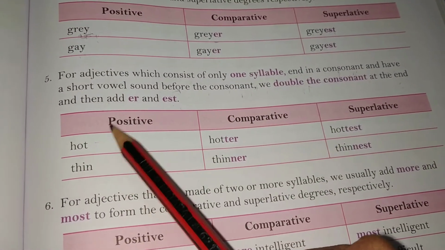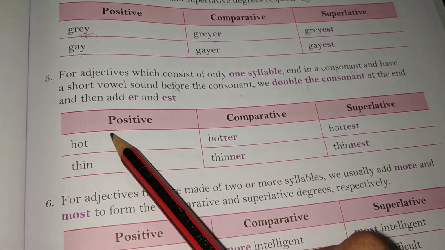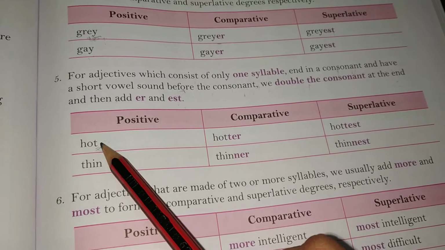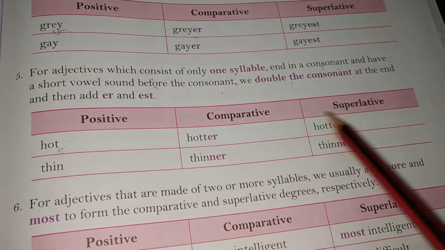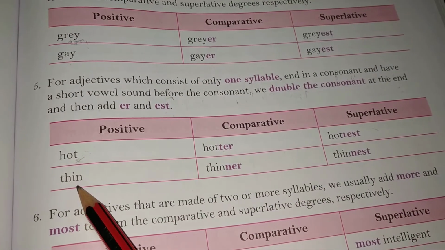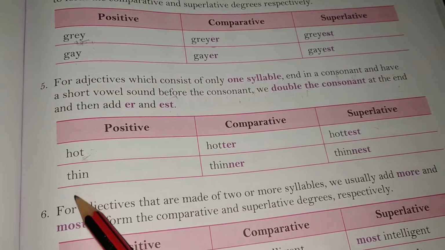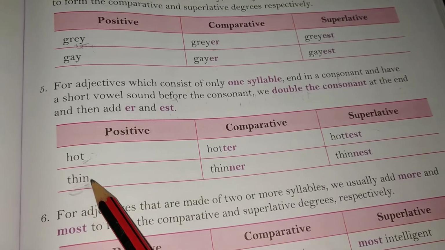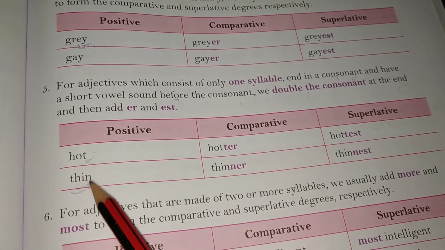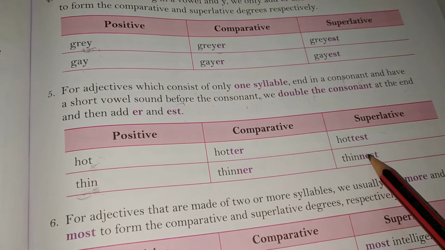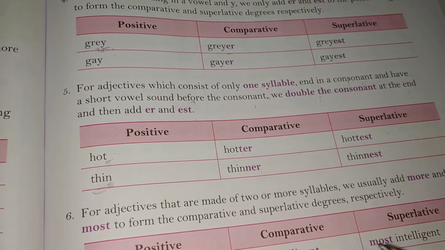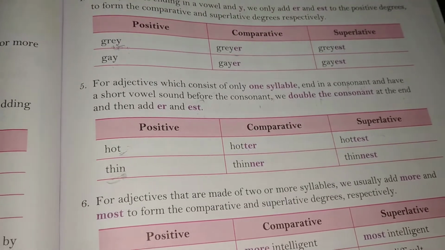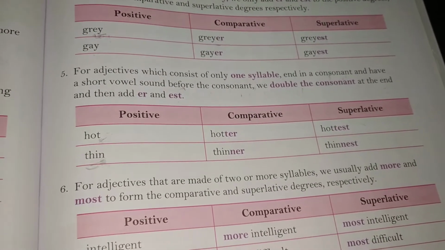Like hot, pronounce this, it's a one syllable word, then we double the last letter t and add er: hotter, hottest. Like thin, it's a one syllable word and ends with a consonant, then we double the n: thinner, thinnest. Like big: bigger, biggest.